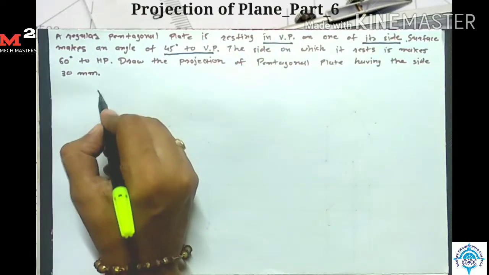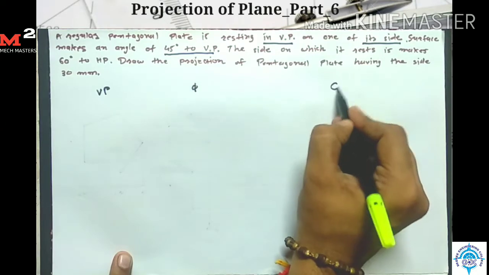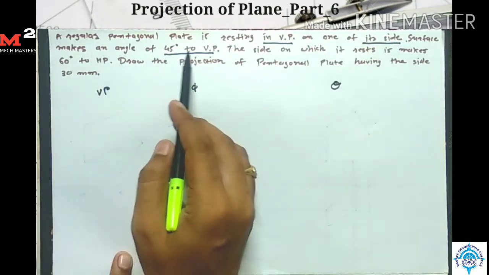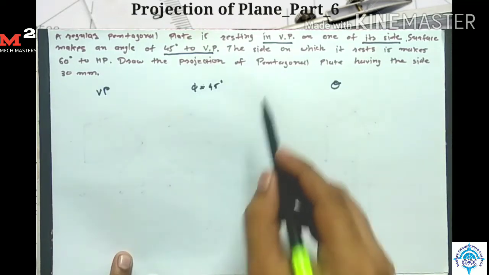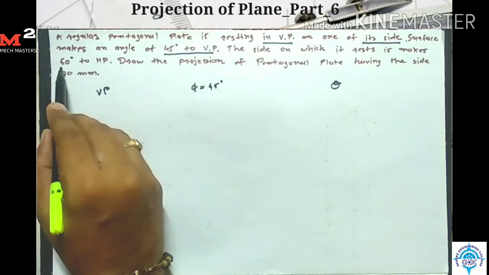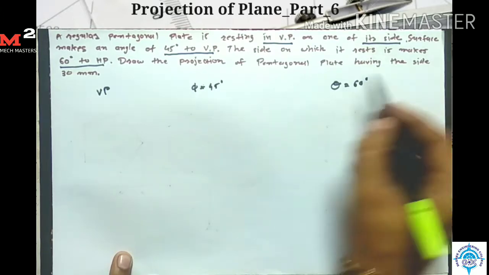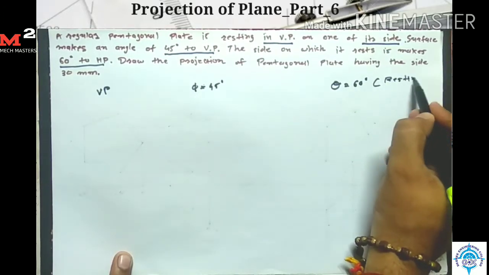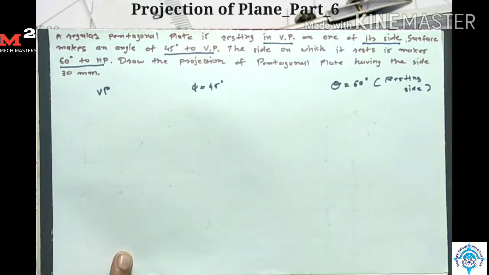So my first stage is for VP, the second stage is for phi, and the third stage is for theta. Here the surface makes an angle of 45 degrees to VP, which means phi is equal to 45 degrees. The side on which it rests makes a 60 degree angle to HP, which means theta is equal to 60 degrees. This is made by the resting side, the side on which the plane is resting. This side makes an angle of 60 degrees with the HP.